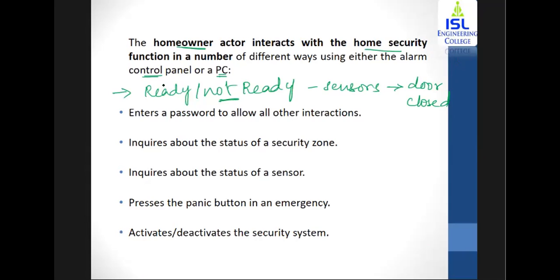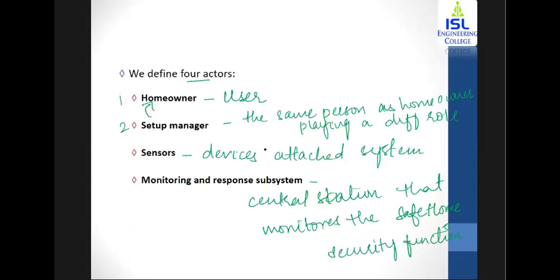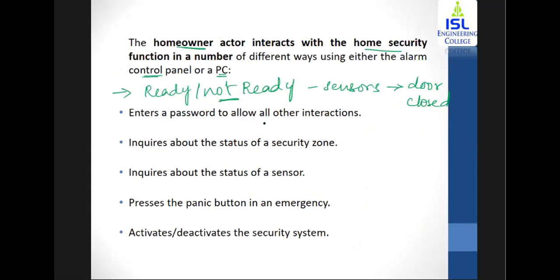When the system is ready, there is going to be a light that will be displayed as ready. And here you've got armed and power. So when the system is armed, it is going to tell you that the system is ready. When you have completely closed all the windows and doors, the system is going to be ready.